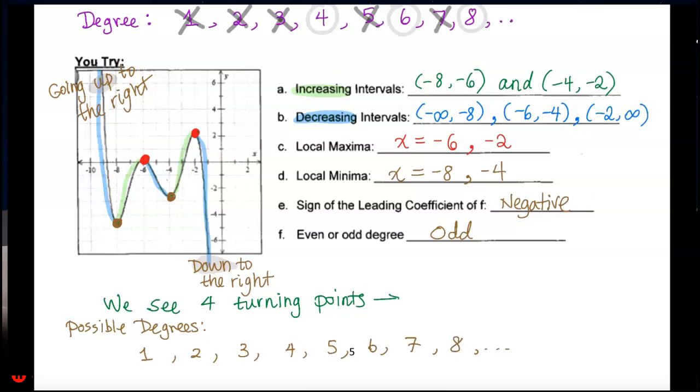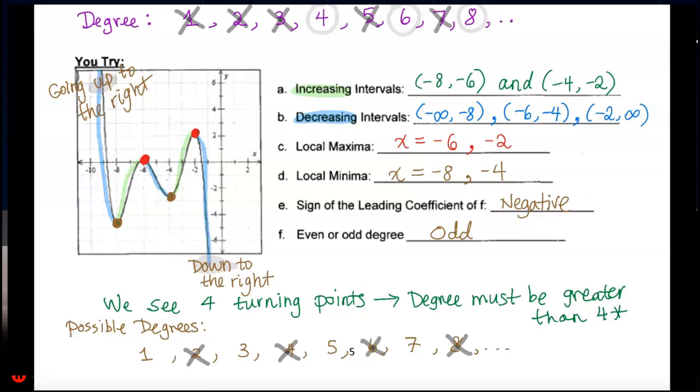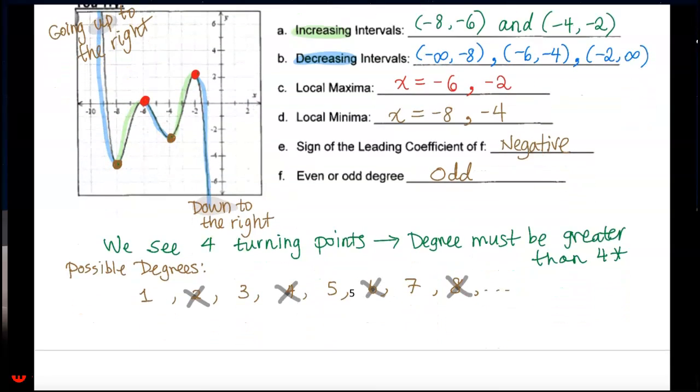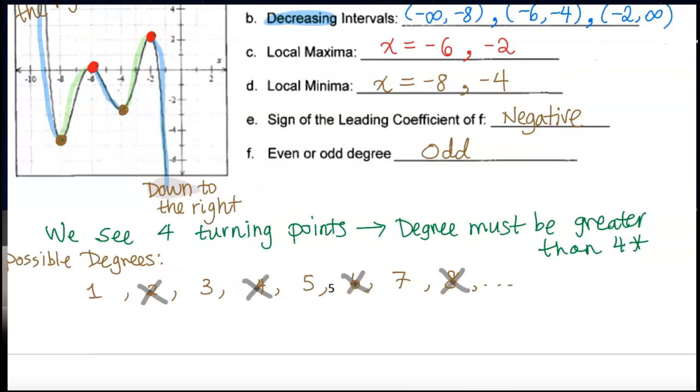Because we have 4 turning points, degree must be greater than 4. So remember that. Let's go ahead and cross out some of the wrong answers. So first, we know it must be an odd degree function. So cross out all the even ones. Can't be 2, can't be 4, can't be 6, can't be 8. So it can be 1, 3, 5, or 7. But because we have 4 turning points, we're going to cross out anything that is smaller than 4. 3 can't be it. 1 can't be it. Therefore, the only 2 possible that I listed here is the degree of 5 or 7.